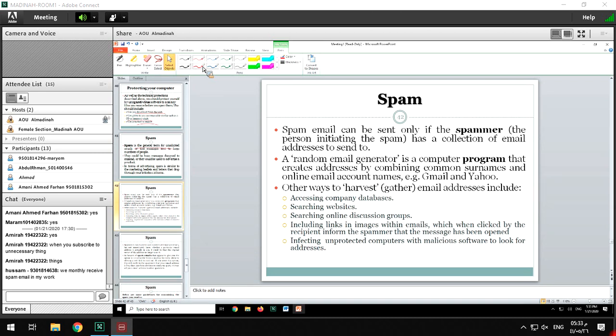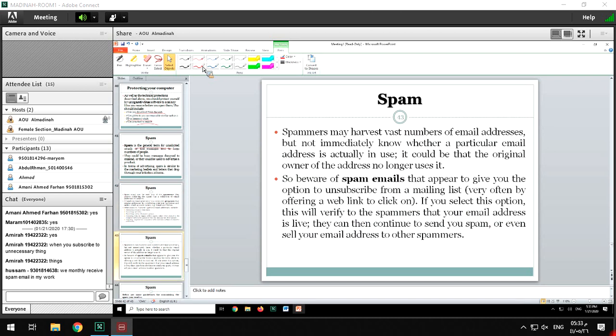So what they'll do, when you get spam messages, somehow they have taken your email, either through some websites to which you registered, and they get your emails that way. They'll send you all the spam messages. The spammer may harvest a vast number of email addresses, but not immediately know whether a particular email address is actually in use or not. It could be that the original owner of the address is no longer using it.